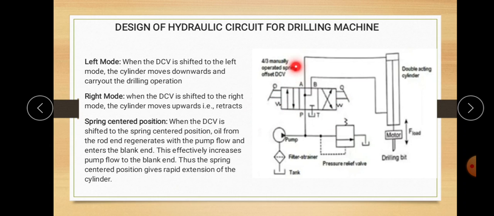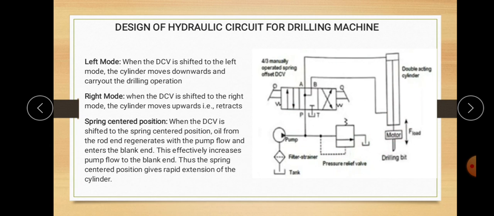After the DC valve, the pressurized fluid enters the actuator. The actuator here is a double acting cylinder. At the end of the piston, a drill bit is connected. Above the drill bit, one motor is connected because it is a drilling process. In a double acting cylinder, the forward and backward motion is linear, so forward and backward strokes are maintained. So this is the basic construction of the drilling machine.